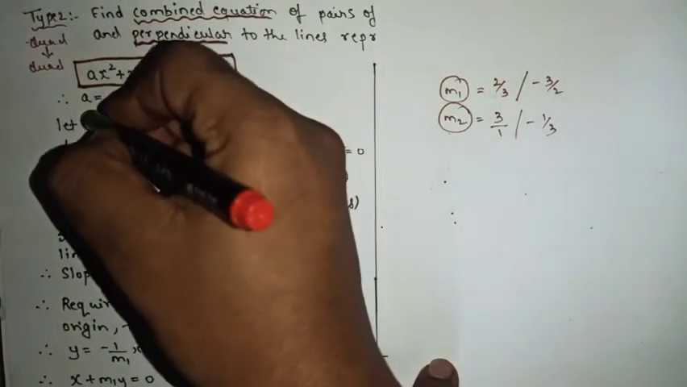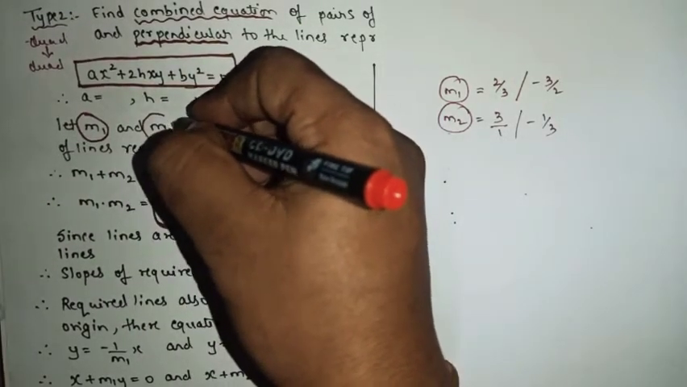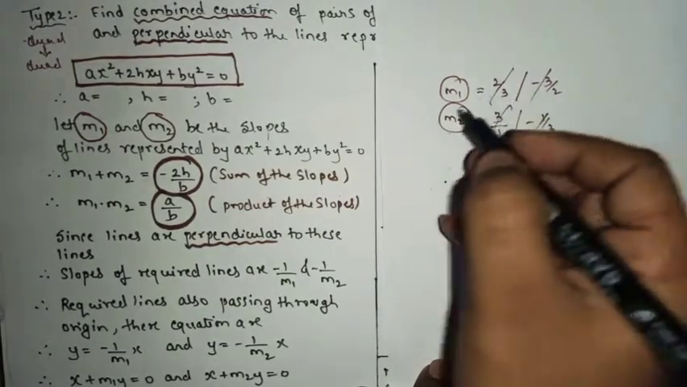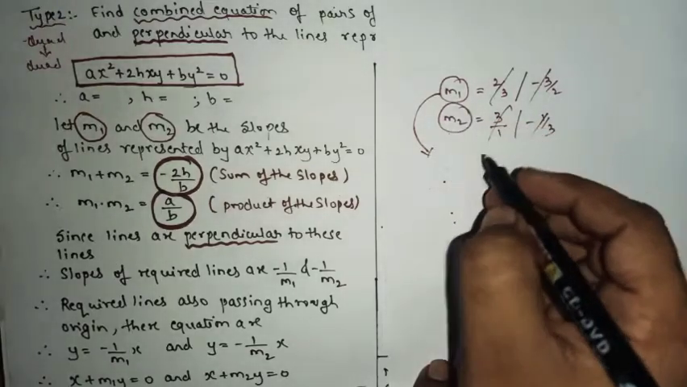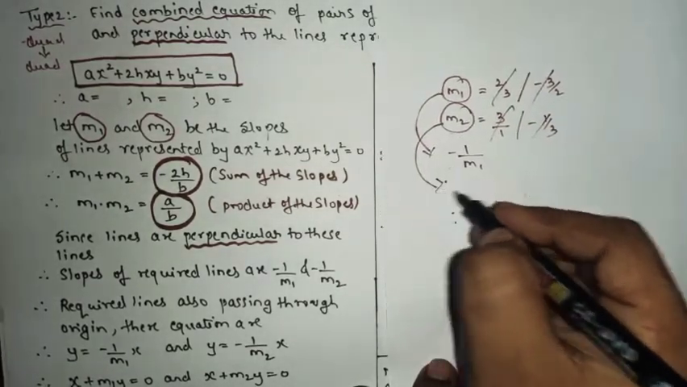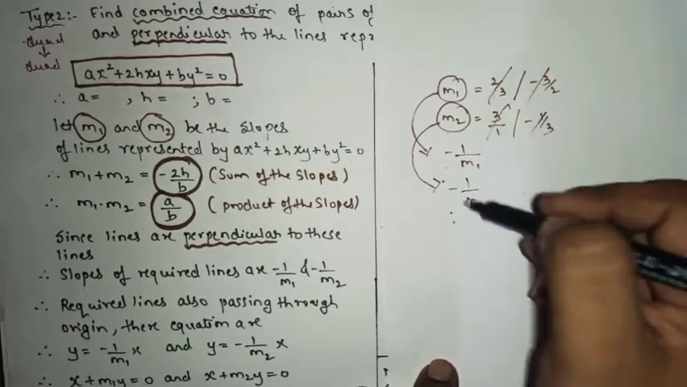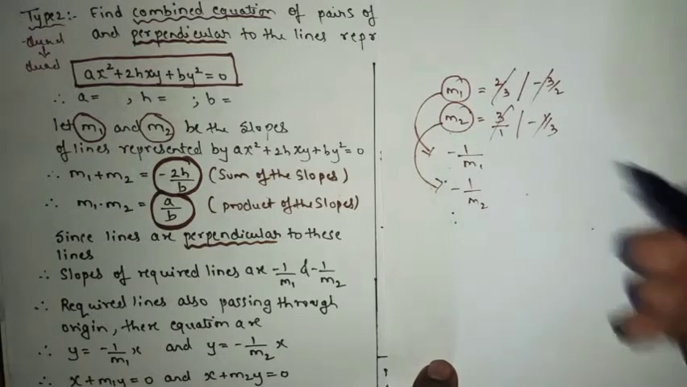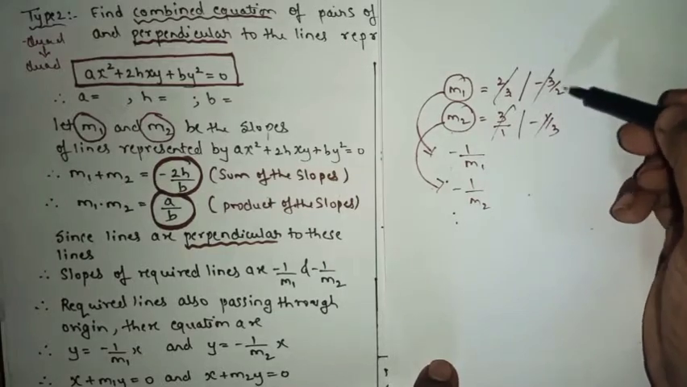So what exactly will you do? You will take the reciprocal of m1 and m2. Here we don't have the values, so the reciprocal of m1, which is plus m1, will be minus 1 upon m1. The reciprocal of m2 will be minus 1 upon m2. So this will be the required slope of the line. If you have the value, you will take the reciprocal with the opposite sign.